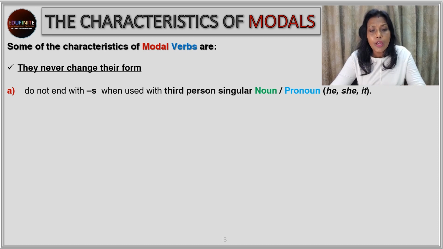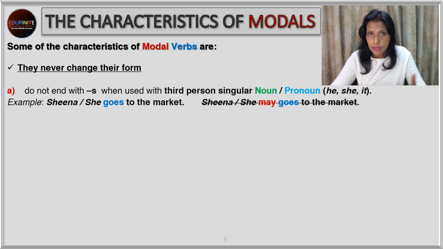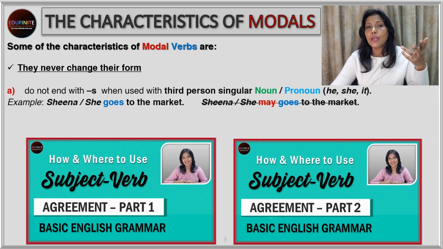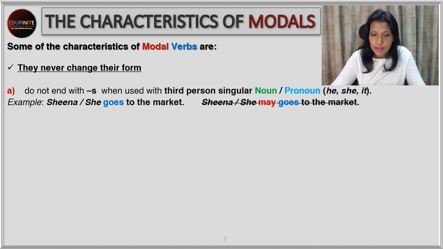For example, Sheena, we can use the name noun, or instead of Sheena, we can use the pronoun she. So it's Sheena goes to the market. This we know. Now, if you have any doubt regarding this form, you can go through my videos on tenses, or there is another one on subject-verb agreement, which will give you a clear understanding of which verb goes with which subject. Okay, now we know that in present tense, when it's third person singular, as here is the example, Sheena goes to the market or she goes to the market.